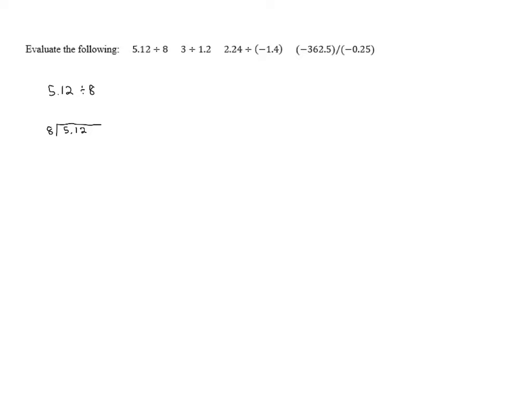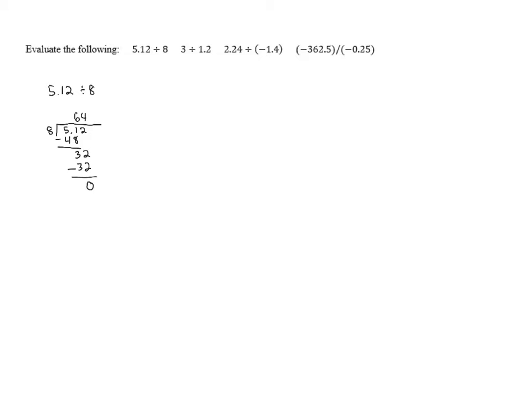So 8 doesn't go into 5, but it does go into 51 6 times, because 6 times 8 is 48. When we subtract, we're left with 3. Bring down the 2. 8 goes into 32 4 times. 8 times 4 is 32. We're left with nothing else.